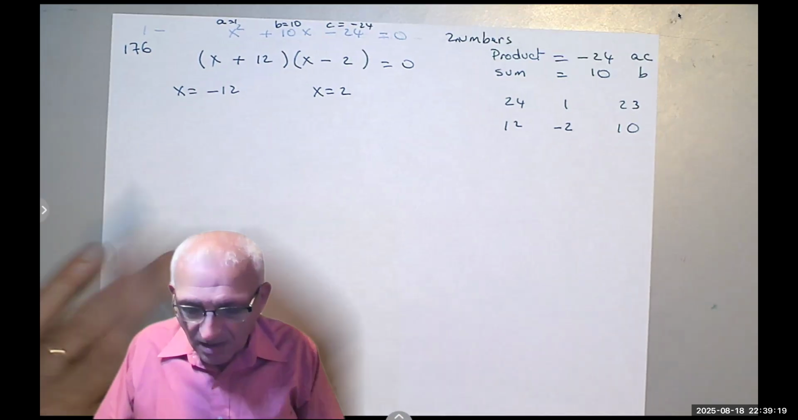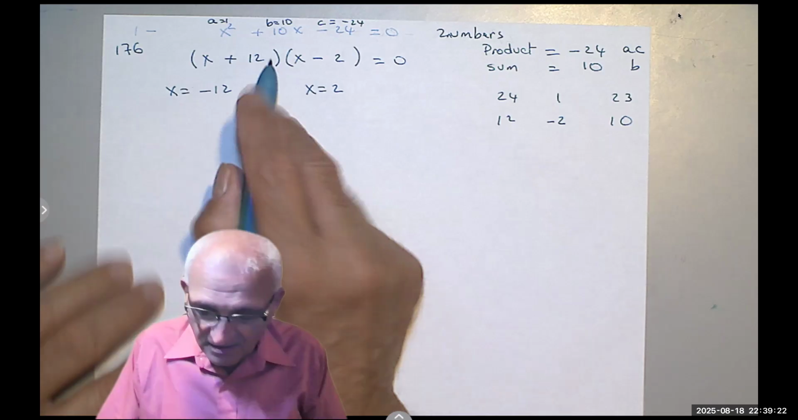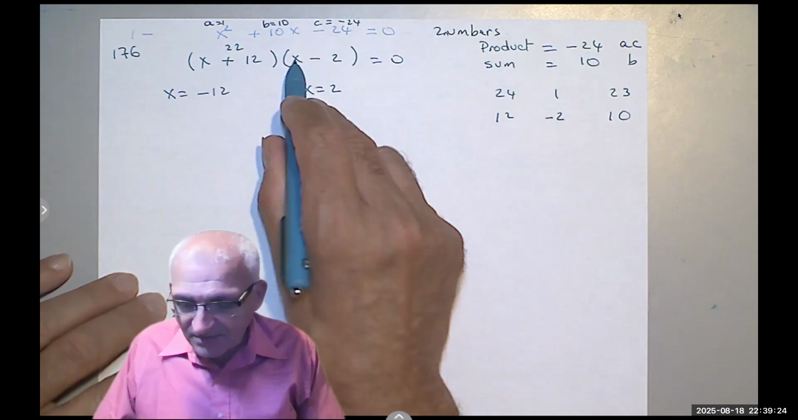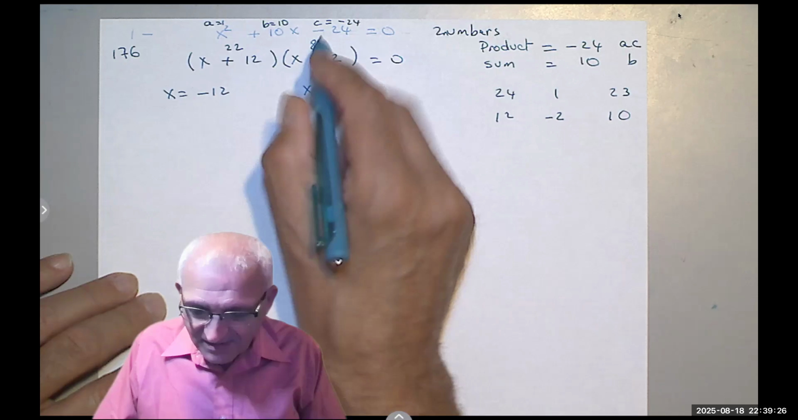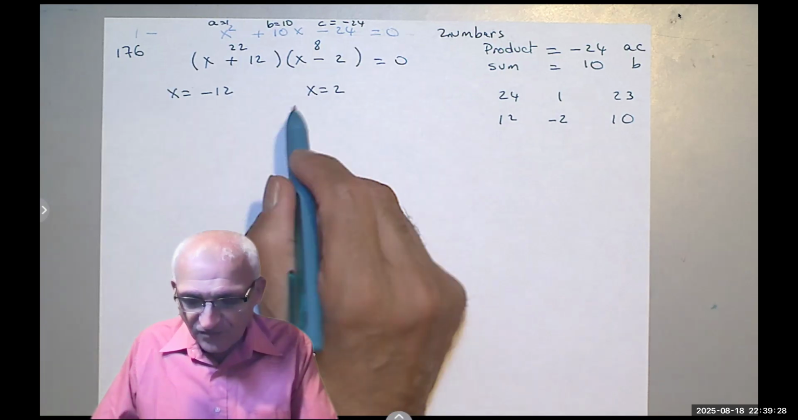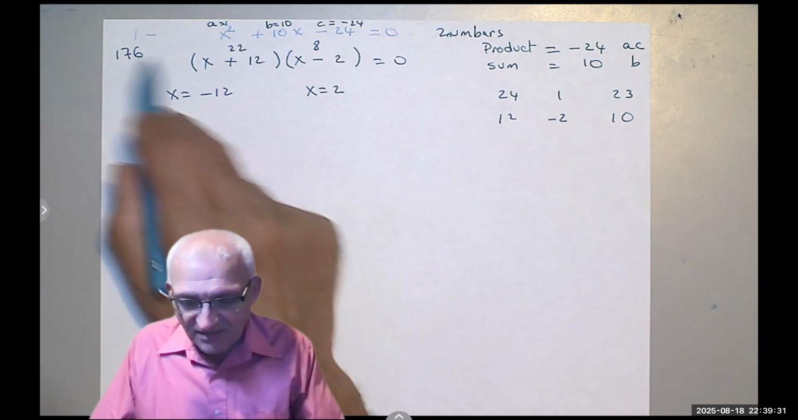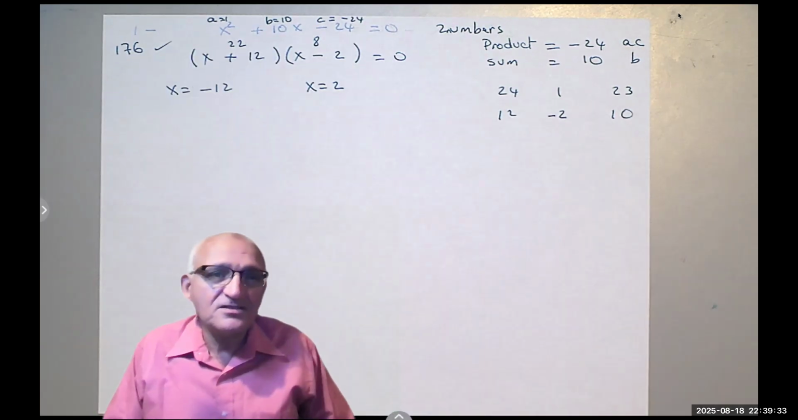Now, x plus 12, if x is 10, this would be 22. x minus 2 is 8. 8 times 2 is 16, and 6 and you carry over 1. 8 times 2 is 16 and 1, 176. Bingo. I know my answer is correct.